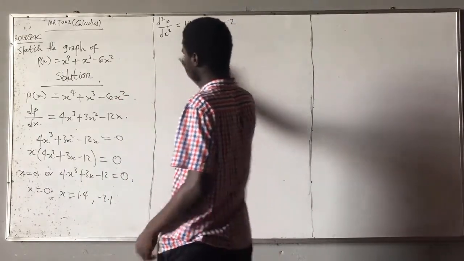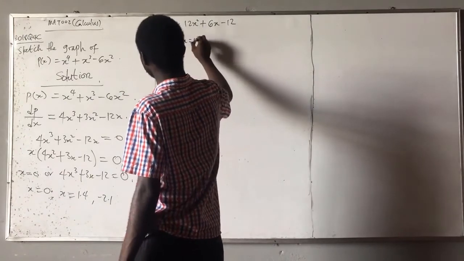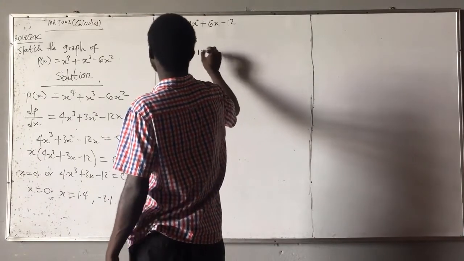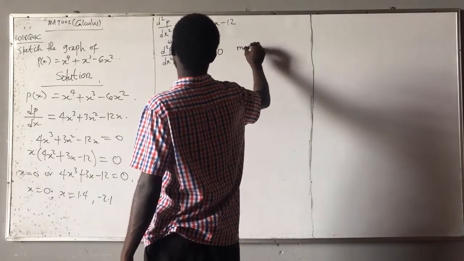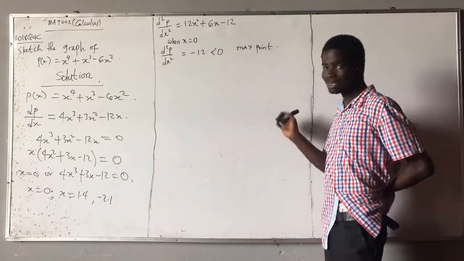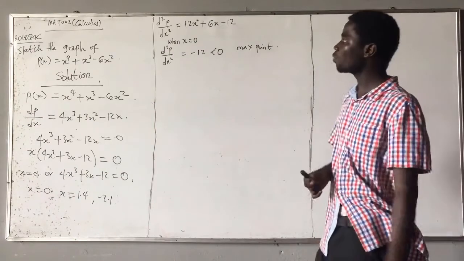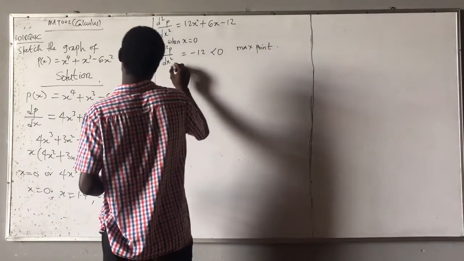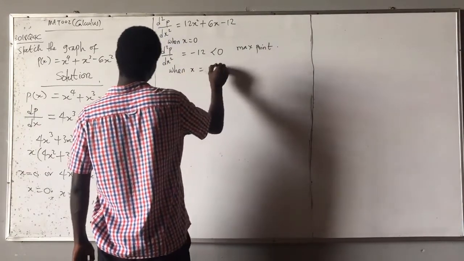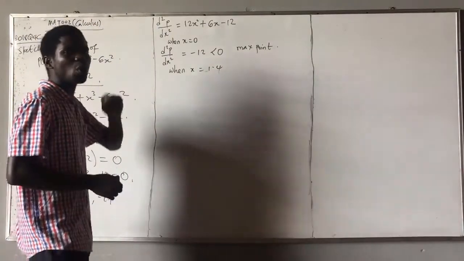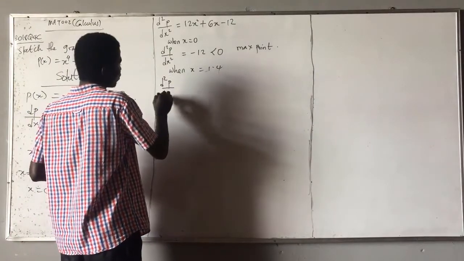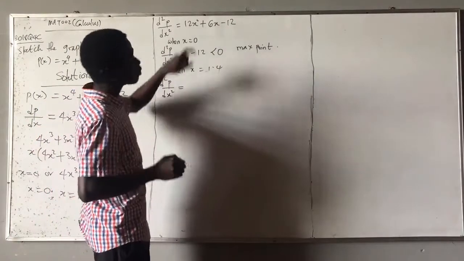When x is 0, d squared P over dx squared will actually be minus 12, which is less than 0, which is a maximum point. Right? It's a maximum point. Now, when x is greater than 0, when x is equal to 1.4, what happened? You do d squared P over dx squared. Anyway, it's here, put 1.4.